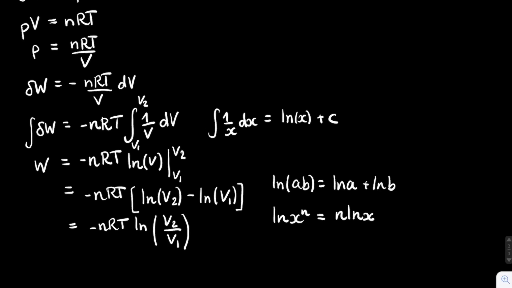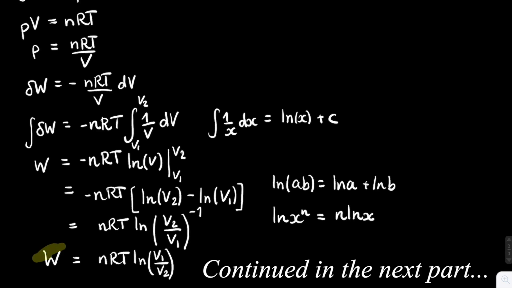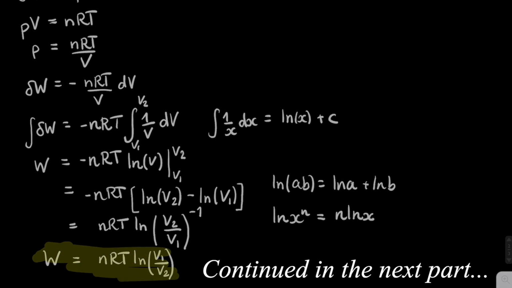And so if we bring this minus here and bring that to the top right here, then that's just going to be a minus 1. And so what's V2 over V1 to the minus 1? Well, you're just going to flip the fraction over. So you get that the work done in an isothermal change is nRT ln V1 over V2. So that is how you derive what the work is in an isothermal change.